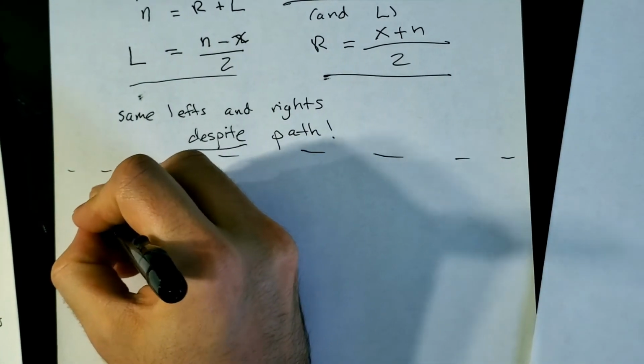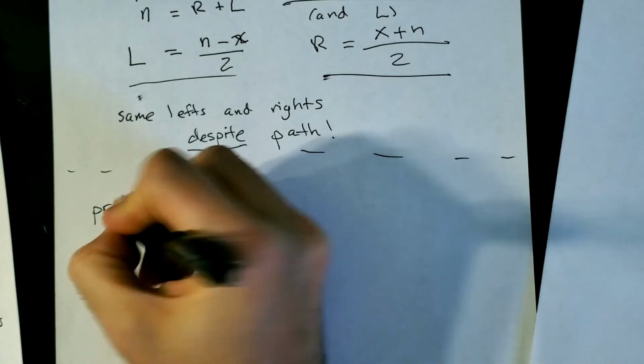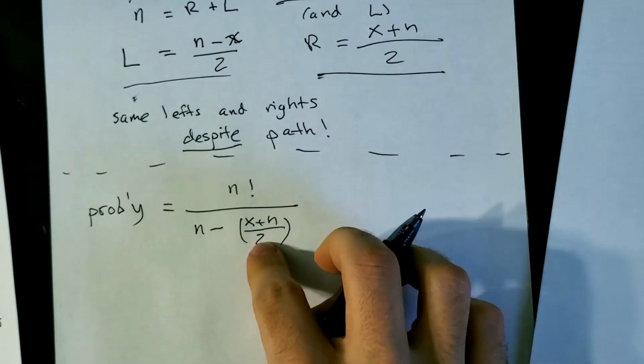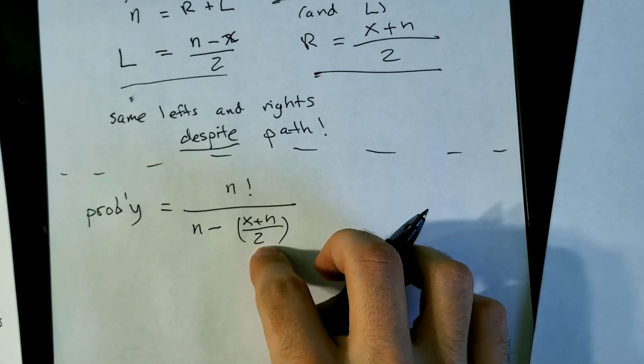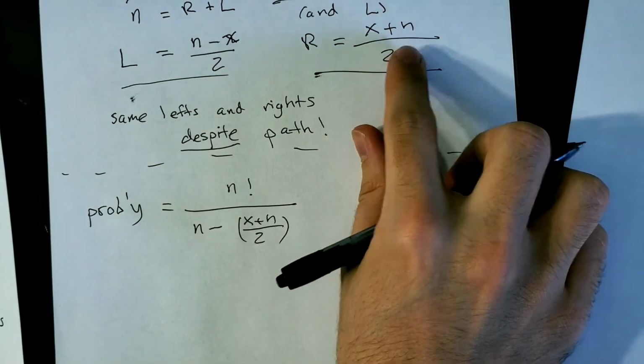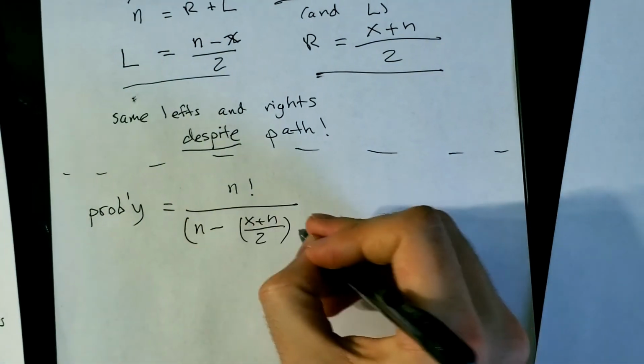So we can write the probability with our new definition of r here. See, now I'm putting in our definition for r, x plus n over 2, into our place for r.